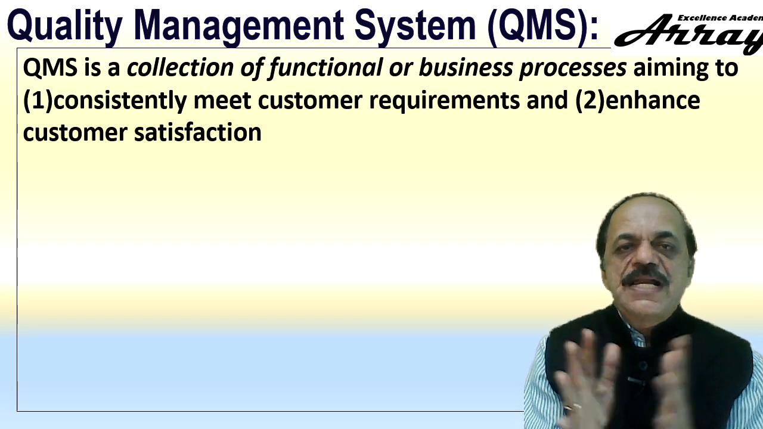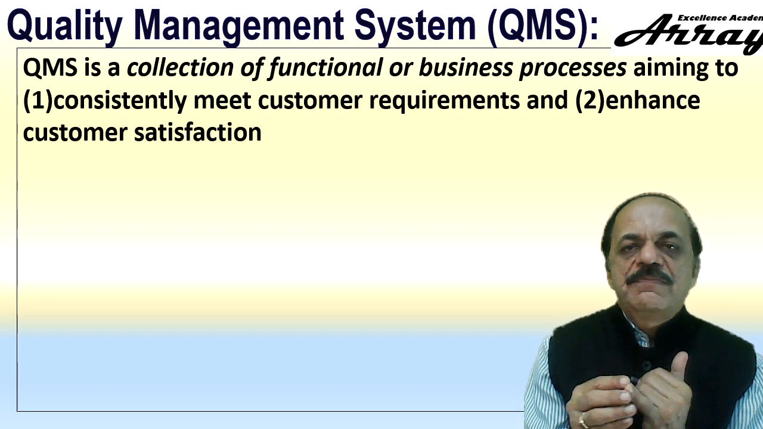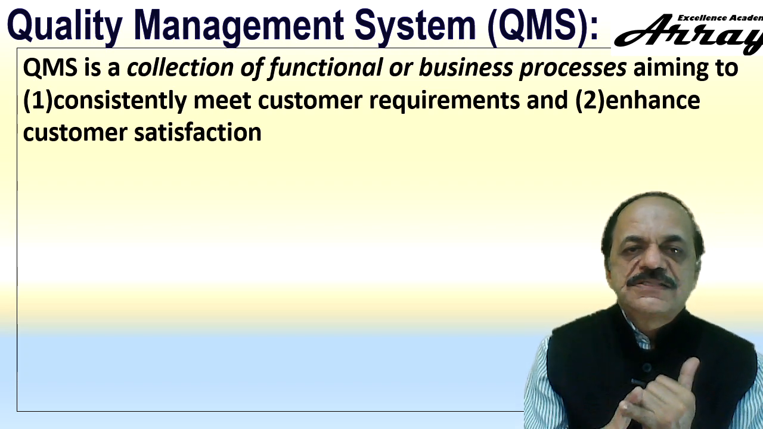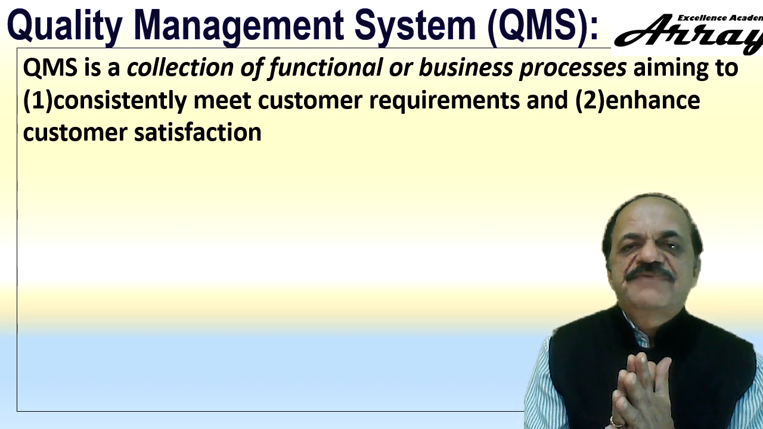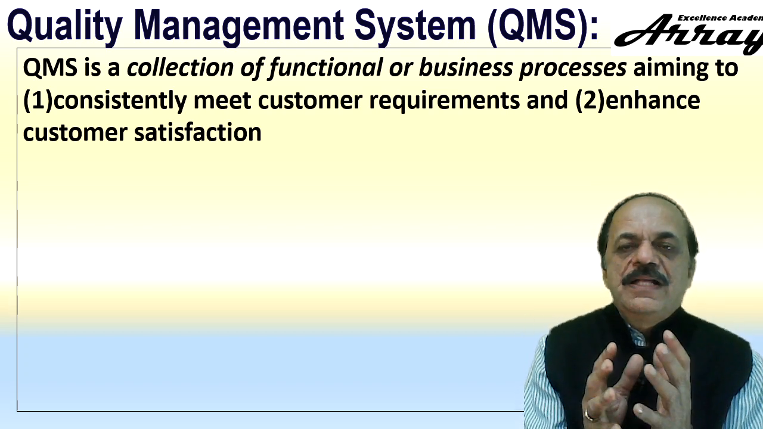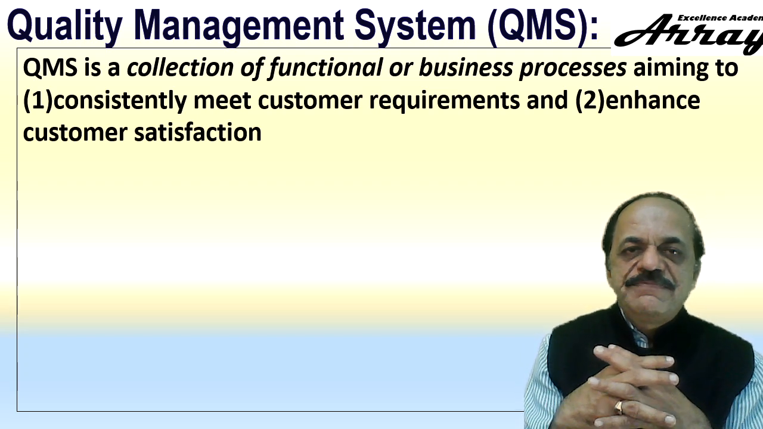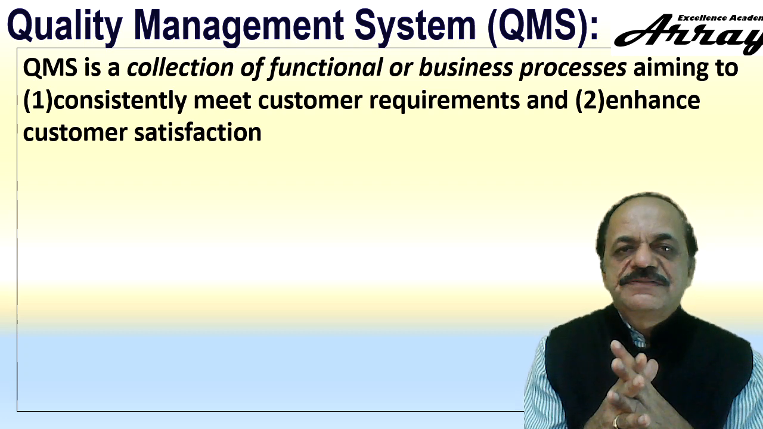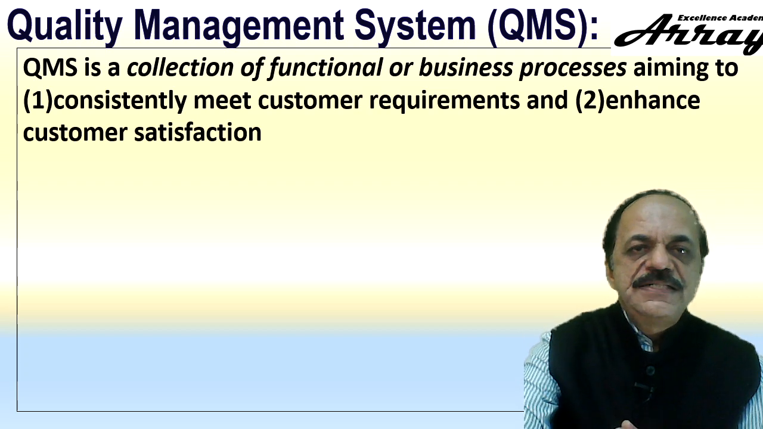So QMS is a collection of functional or business processes aiming to consistently meet customer requirement. Very, very important. If somebody asks what is the objective of ISO or QMS, it is first, customer satisfaction, fulfilling customers' requirement, and second, enhance customer satisfaction as continual improvement. So QMS is a process wherein the entire business or functional processes are networked together, integrated seamlessly, and made to work smoothly so that they consistently meet customers' requirement and enhance customer satisfaction. So this is the clarity on quality management system.